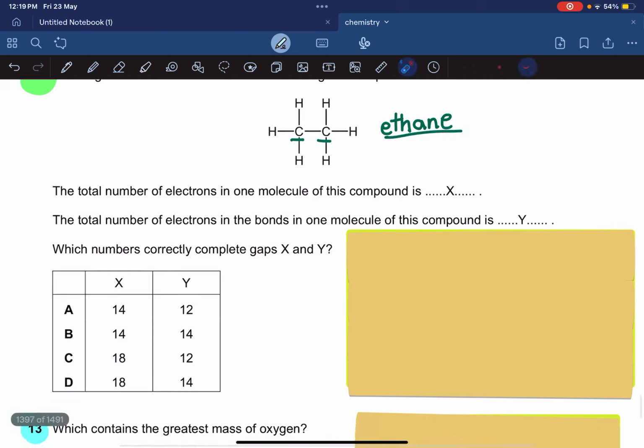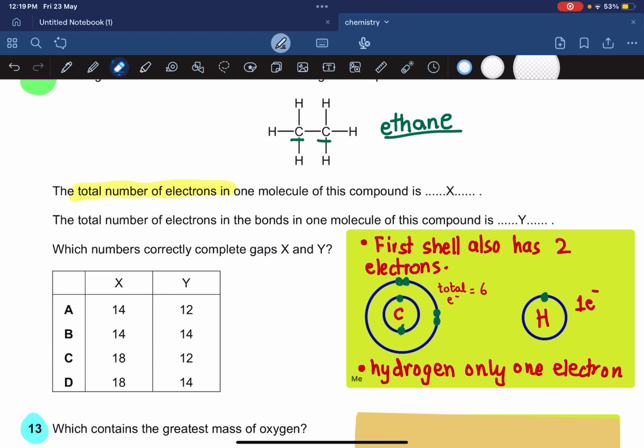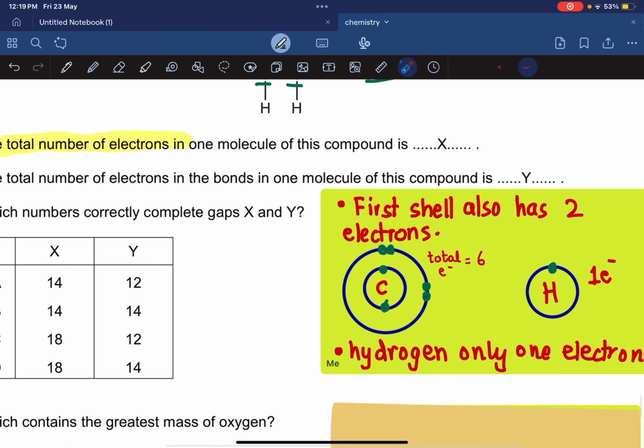The total number of electrons in one molecule of this compound is X. I know why people found this difficult: they didn't try to realize the total number of electrons. They only counted the last shell electrons. But over here, the question is very clear that it needs the total number of electrons. So first, let's figure out the total number of electrons. We have to see that the first shell has 2 electrons, and many people must have not seen the first shell. So for the first shell, we have 1, 2.